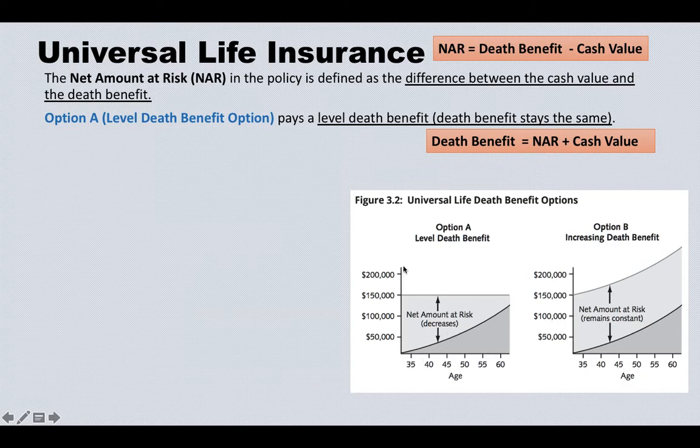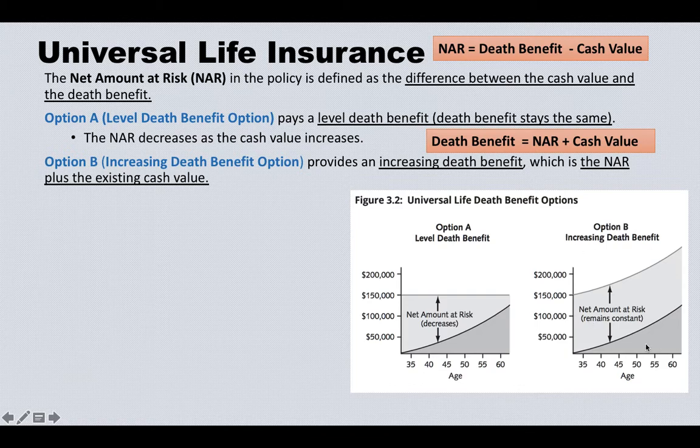This is your age, and this represents the net amount at risk. At the beginning, you have little cash value, and your death benefit is huge. Let's say you have $100,000 cash value, and your policy death benefit is a million. Then your net amount at risk is $900,000. Throughout the life, you pay more premiums and accumulate more cash value. Let's say your cash value increases to $500,000, so your net amount at risk will decrease to $500,000. So with option A, your death benefit stays the same, which means your net amount at risk decreases as cash value increases.